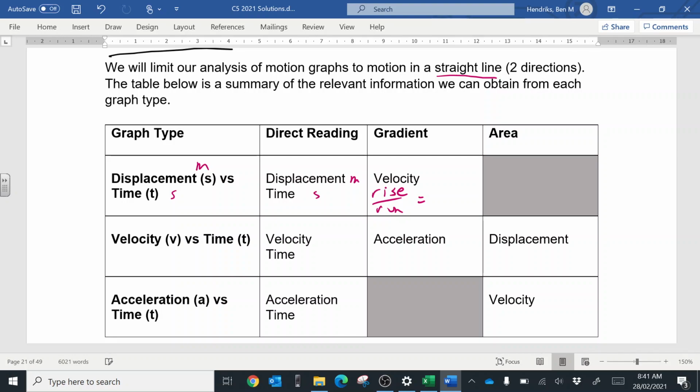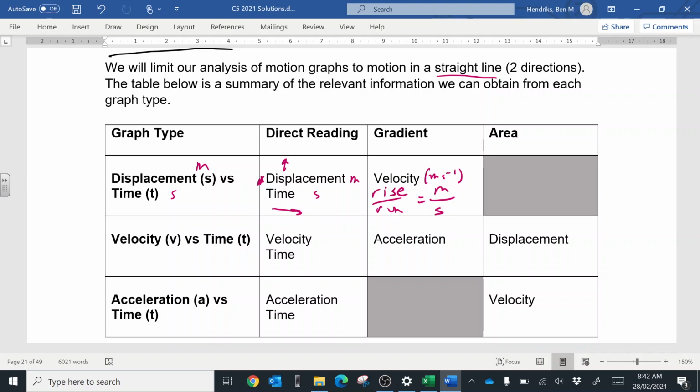The rise will be the displacement, and see how that's in meters. So the rise will be in meters, and the run along the x-axis, so displacement goes up and time goes across, is meters divided by seconds. See how meters divided by seconds is the same unit as meters per second. So that's what velocity is. So if you're working in displacement versus time, you can work out the velocity from the gradient.